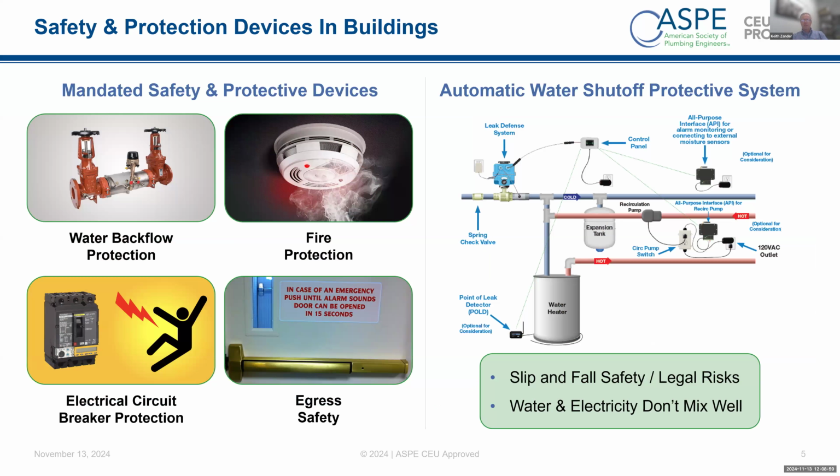Essentially, leak protection is a safety device, a protective device to protect personnel and property. You're familiar with everything that's mandated by law: smoke detectors, water backflow to protect the domestic water supply, electrical circuit breakers, egress safety. All of these are mandated in all jurisdictions. Currently, there are not many jurisdictions that mandate automatic water shutoff protection devices. But you can basically see this as the smoke detector for water, or the circuit breaker for water, or the protector for the water system.